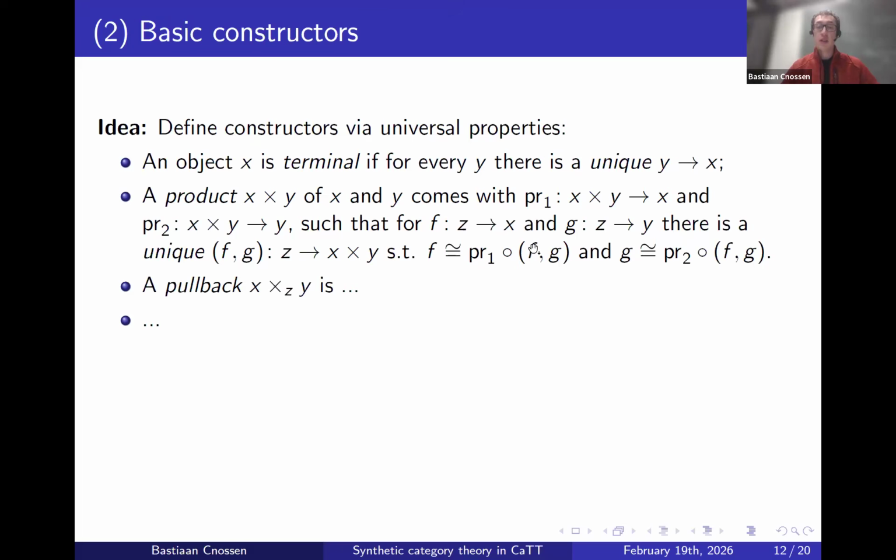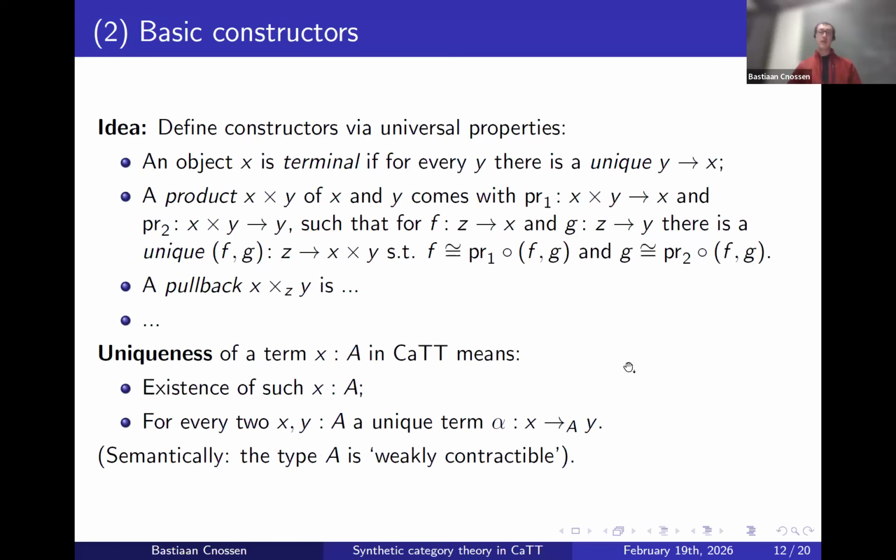And the rule says that for every object z, and for every map f from z to x, and for every g from z to y, there is a unique map (f, g) from z into the product, whose first component is f and second component is g. The way I'm writing it here is the way you're used to, but we have to be a bit careful what we mean by unique in this case. If we want to translate this to the type theory CaTT, unique cannot mean the usual strict notion of uniqueness where any two elements are strictly equal.